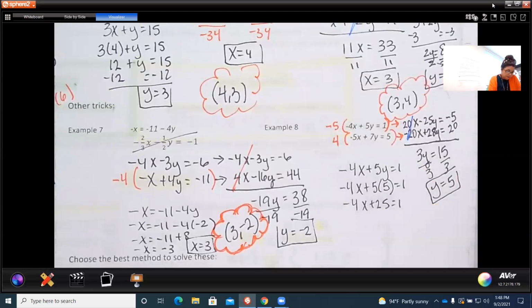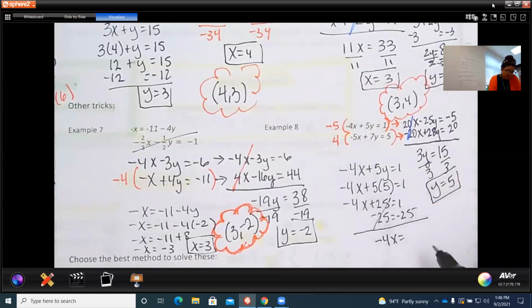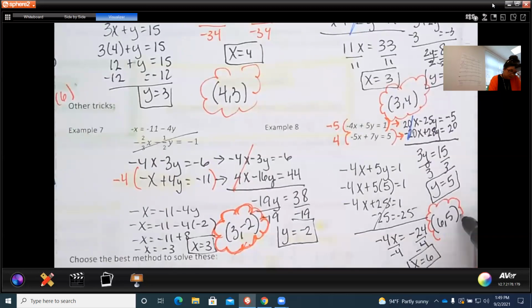Now what? All right. So -4x equals, what's 1 minus 25? Then I will, and x equals 6. Now, a lot of students also make the mistake, whatever number they find first, they tend to write that as the first number in the parentheses. Well, that's okay if the first number is x, but we found y first. So is 5, 6 the same thing as 6, 5? What should we write? Cool beans?